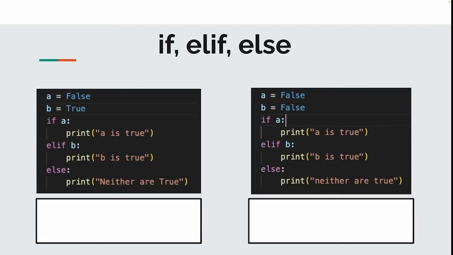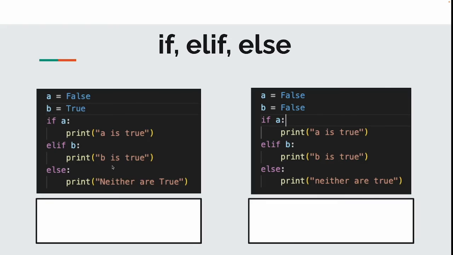So here we can show an example of three conditions. First there's an if, then there's an elif, and then there's an else. On the first one, we have A is false and B is true. So if A, print A is true. Else if B is true, we print B is true. And then else, neither are true. So it looks like B is true.